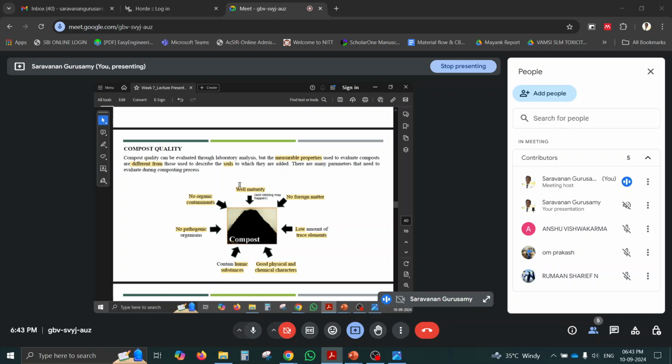It should be well matured. That is very important, because if the compost is not matured, it will take the nitrogen from the agricultural soil when it is applied to the agricultural land. That is called nitrogen robbing. That is what we have discussed in the last lecture.